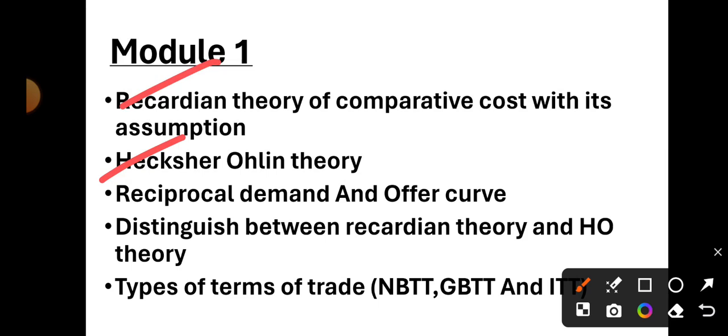यहाँ पर भी आपको इसके assumptions, इसके diagrams, इसमें दो types हैं friends, factor abundance and factor intensity. So दोनों की आपको preparation करनी है, and video lectures जो हैं already मेरे channel पे uploaded हैं, मैं link description में mention कर दूंगी.